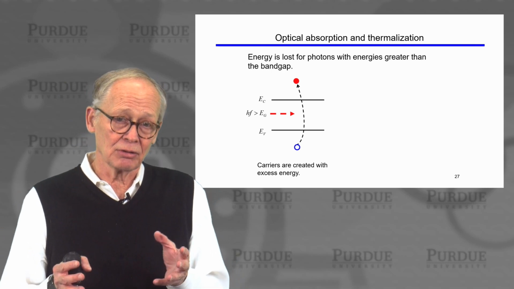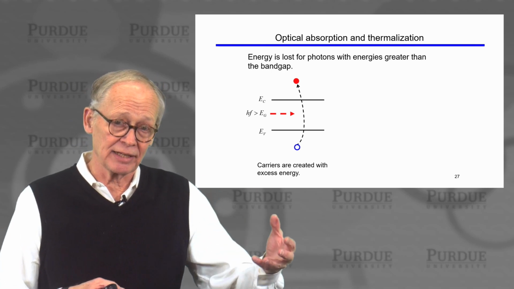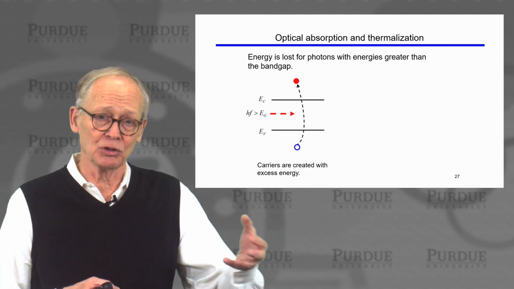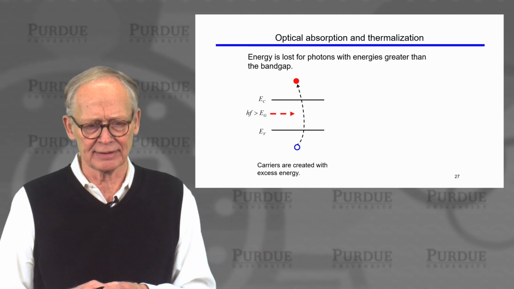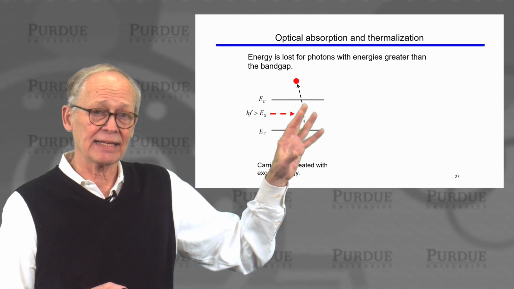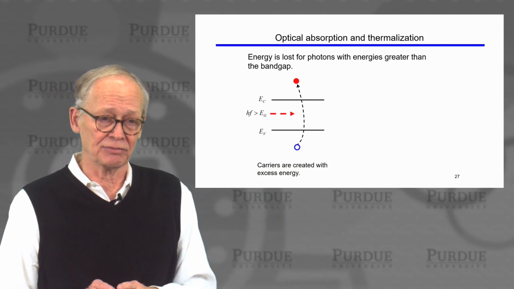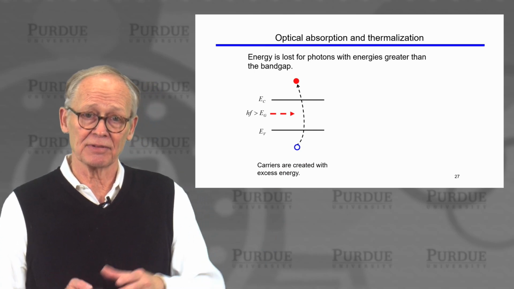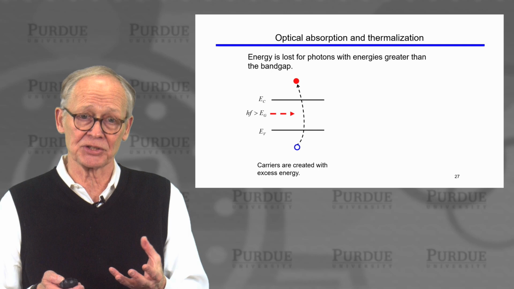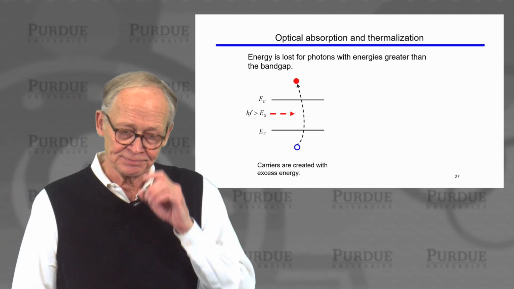Now, optical processes. If we shine an external source of illumination on the semiconductor, we can create electron-hole pairs. And if we have a high energy light, high energy photons, we can create electrons and holes with a lot of kinetic energy. They're far from their band edges. That's a measure of their kinetic energy.